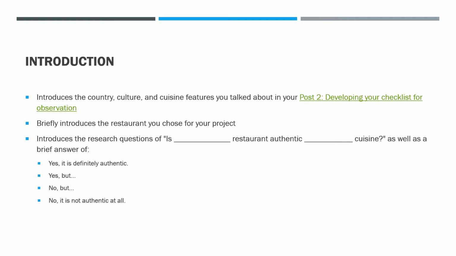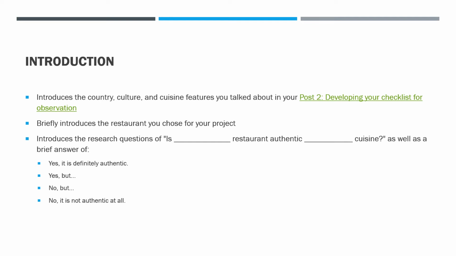Next, we want to introduce the research question where we talk about authenticity. So we want to think about, is this restaurant an authentic blank cuisine? So if we want to think of, is Rosita's restaurant authentic Mexican food? Is Chen's Noodle House, this restaurant, authentic Chinese food? And then give a brief answer. So there are 4 particular options that I found that students can use for this project.